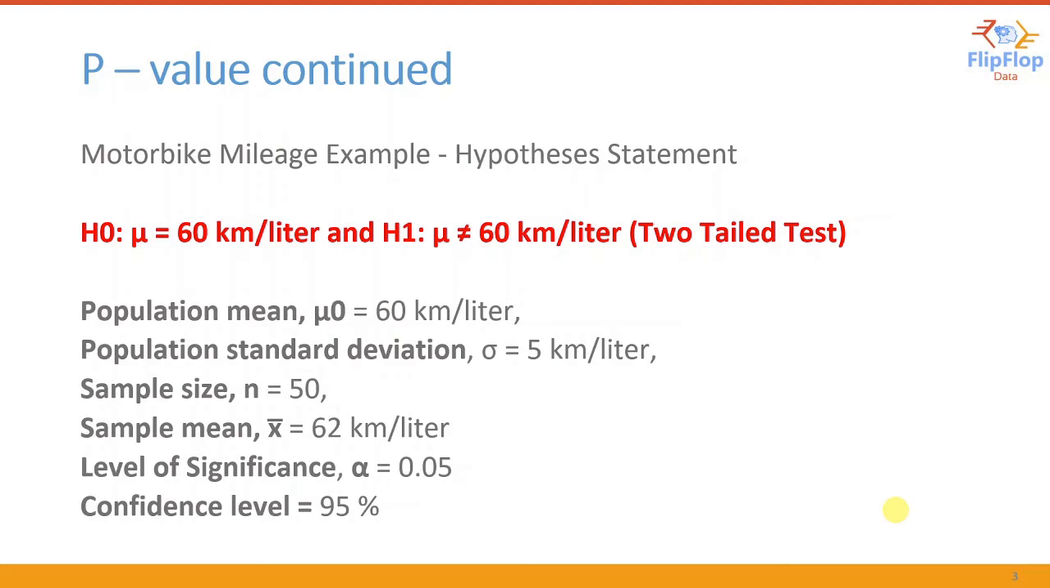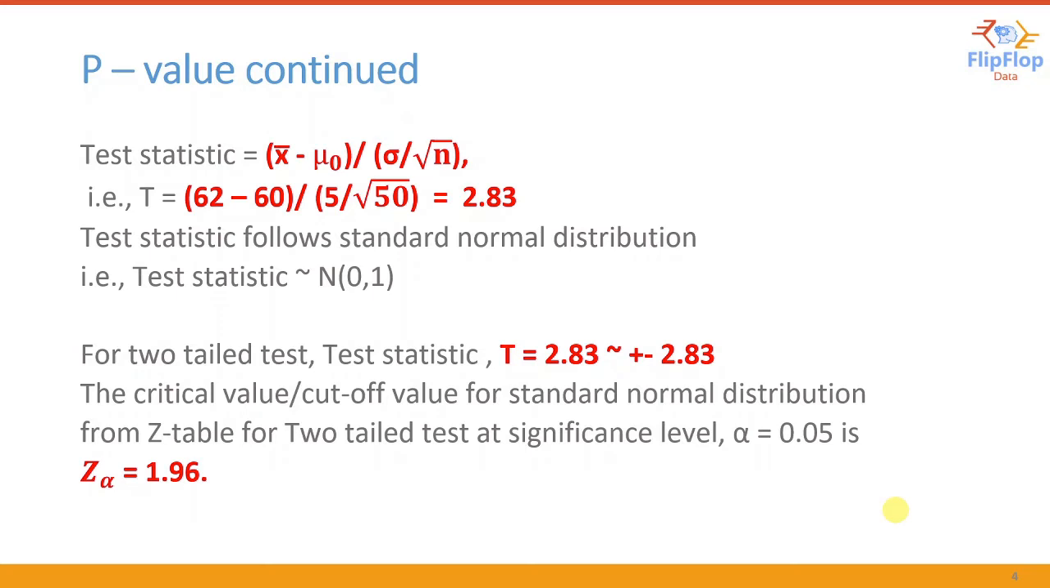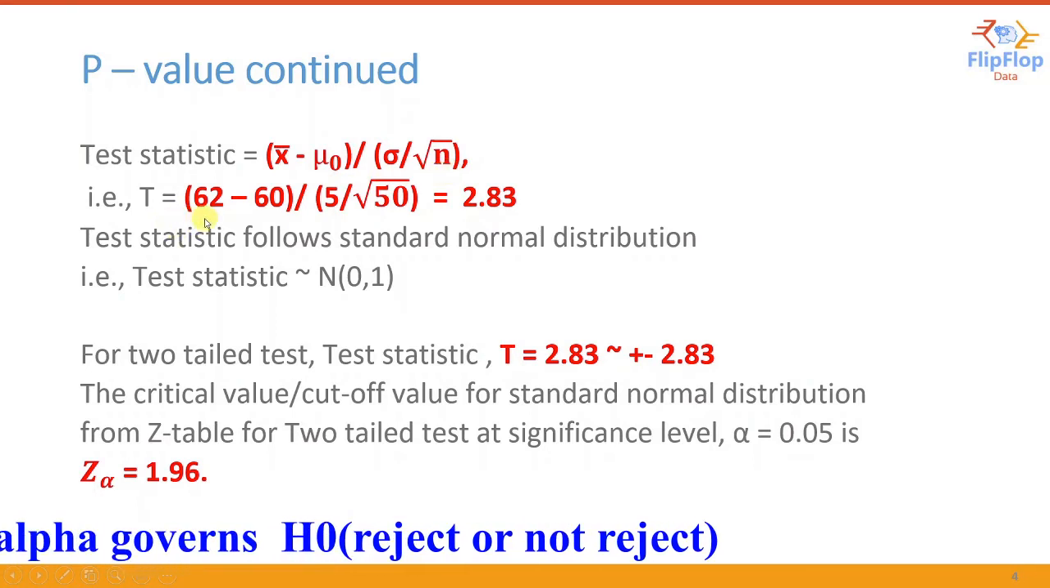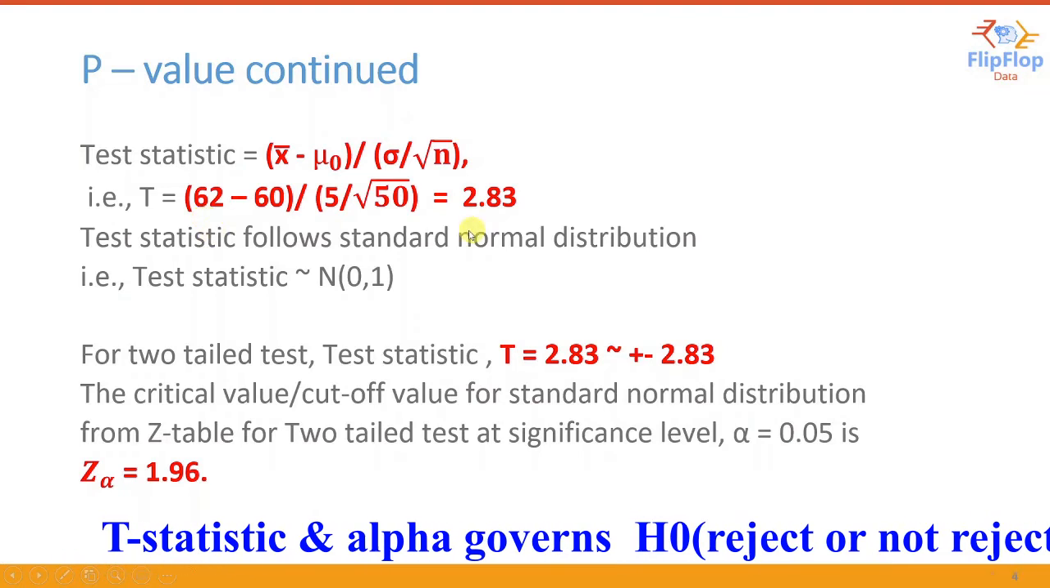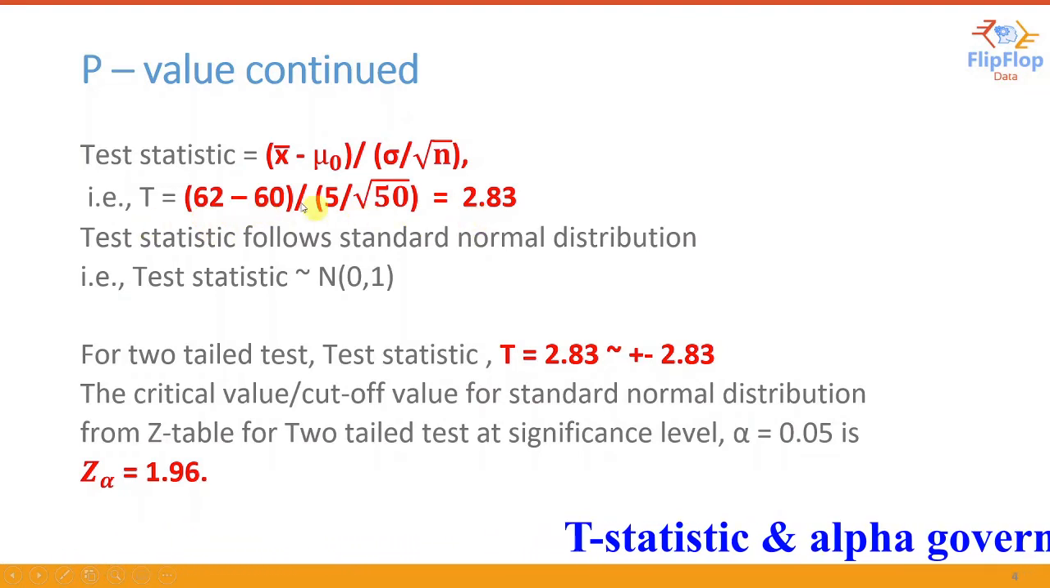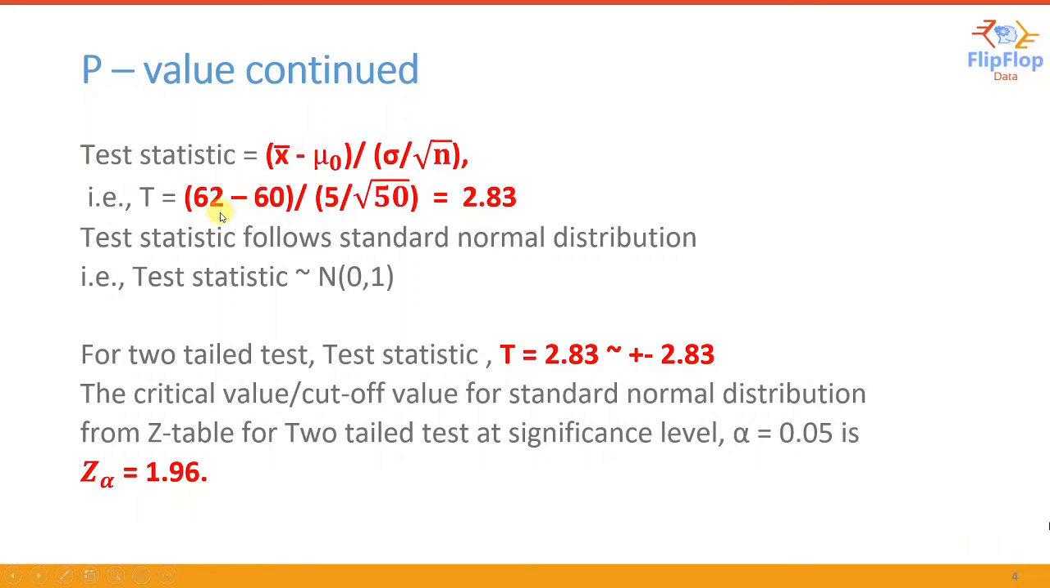So using this, let's compute our test statistic score. Our test statistic is x bar minus mu naught divided by sigma by root over n. When we fit all the values in the formula, what we get is 2.83, because x bar is 62, mu naught is 60, sigma is 5, n is 50. So when we compute this, we get a value of 2.83.